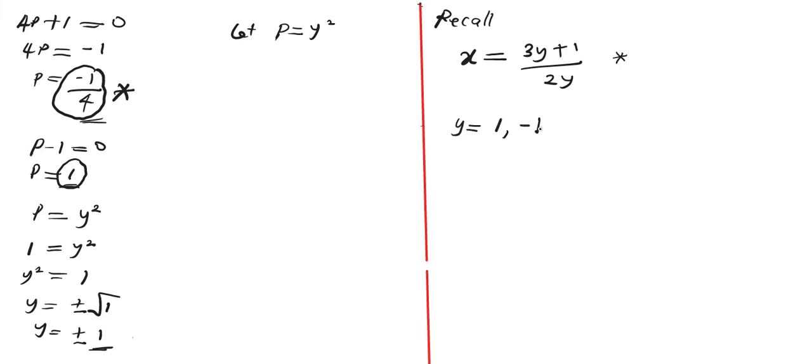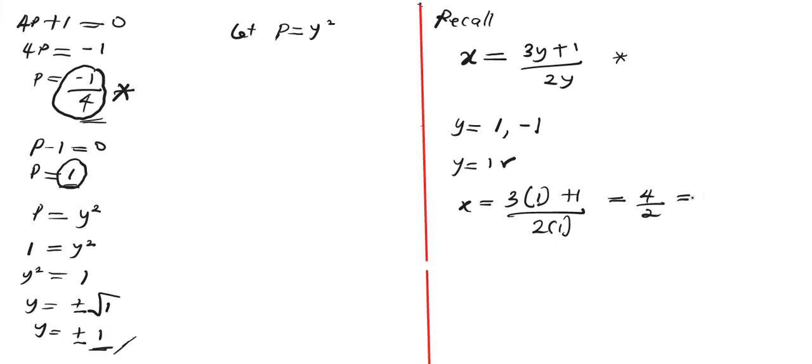So let's consider when y equals to 1. That means x will be equals to 3 into 1 plus 1 divided by 2 into 1. This will be equals to 3 times 1 is 3 plus 1 is 4, and we have 4 divided by 2, which is equals to 2. So that means when x is 2, y is 1. Okay, that's for the first one.